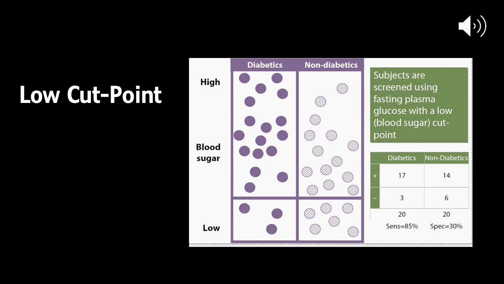The same is true of the inverse. If you have a low cutoff point for diabetes, you have a really low threshold. So you would end up including a lot of the people who do have diabetes as diabetics, but you would also include a lot of people who don't have it in that screening as well. So your sensitivity for the people who do have it is high, but your specificity is low.